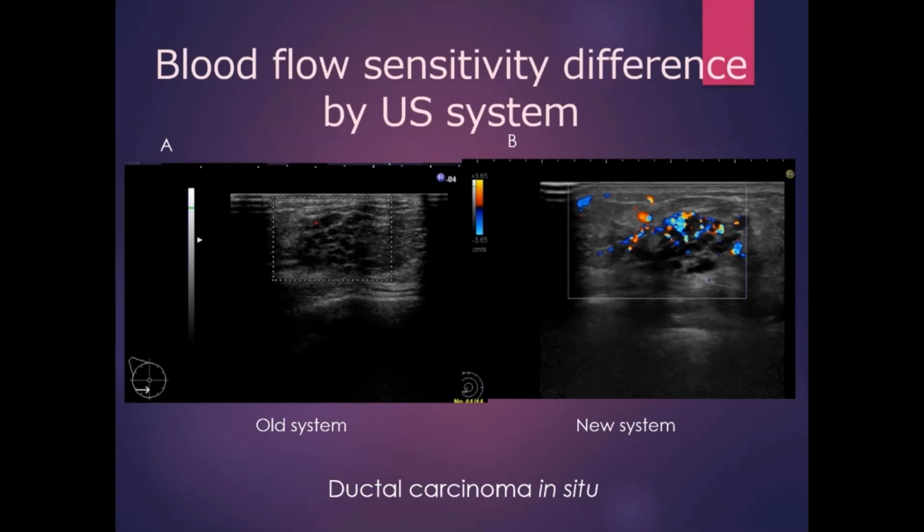Blood flow sensitivity difference by US system needs to be cared for. Images A and B are of the same case, DCIS. A was taken by an old system and blood flows are scarcely found inside the region. But B, which was taken by a new system, can be judged as hypervascular. It is important to grasp the blood flow sensitivity of the system you are using routinely.